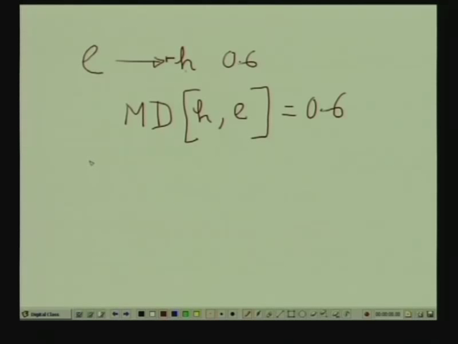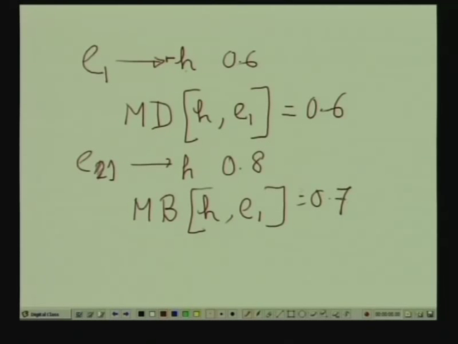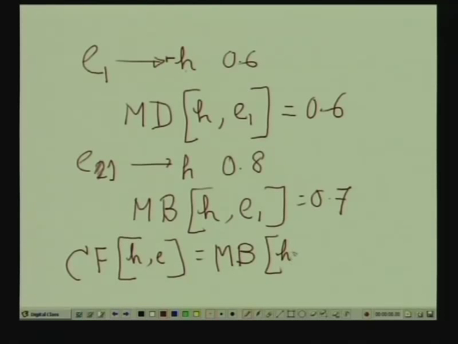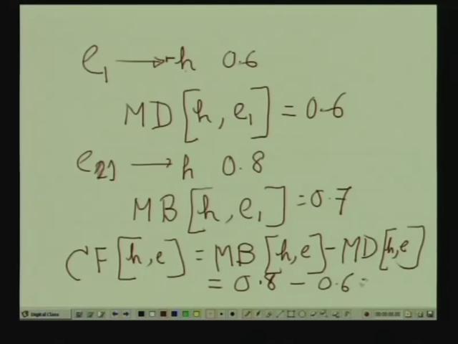Let this be evidence E1, and some other expert, given this E1, says this is H with, say, 0.8, then the measure of belief of H given E1 is 0.8. Now, the certainty factor CF of H given E is the measure of belief in H given E minus the measure of disbelief in H given E. So, in this particular case, the certainty factor will be 0.8 minus 0.6, equal to 0.2. So, certainty factor, we will show that later, is the measure of belief minus the measure of disbelief.